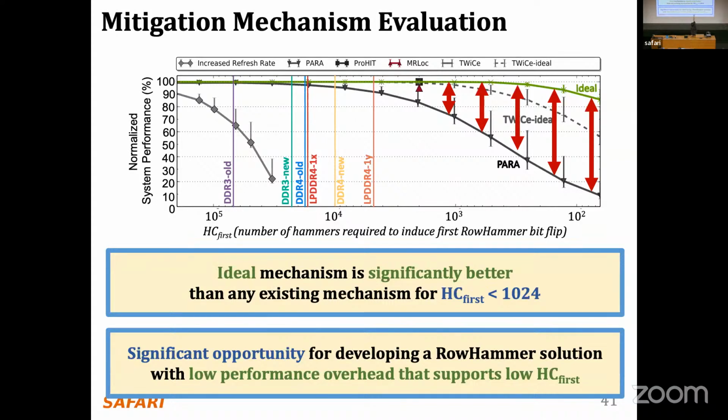And we show that there are significant performance headrooms between the ideal solution and some of the proposed solutions. For example, PARA, the black line, where we highlight its distance from the ideal solution as the projected RowHammer threshold kept decreasing. This shows that there are still significant opportunities to design better, more scalable RowHammer solutions, which my colleague will cover in the next part of the lecture.